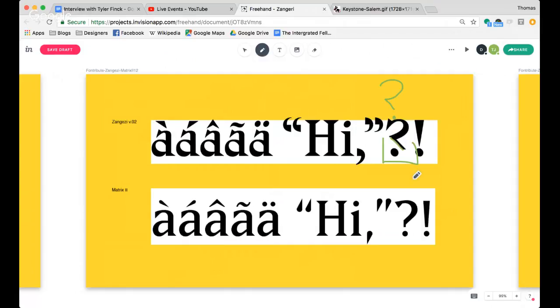So I'm curious, and I look forward to seeing how it looks set in text with a question mark in it, just to see how it's going to look. So I'm very much looking forward to seeing that.